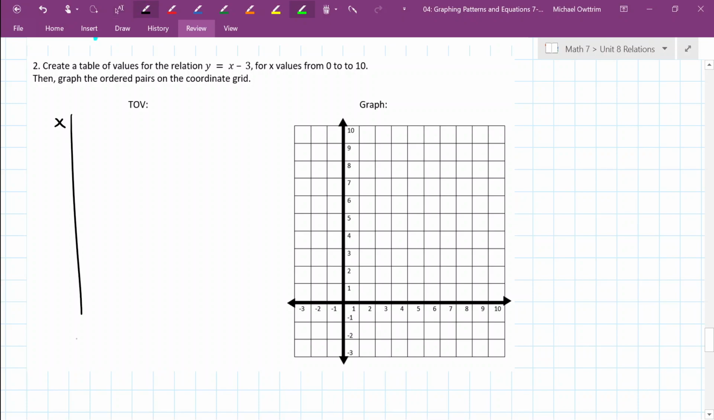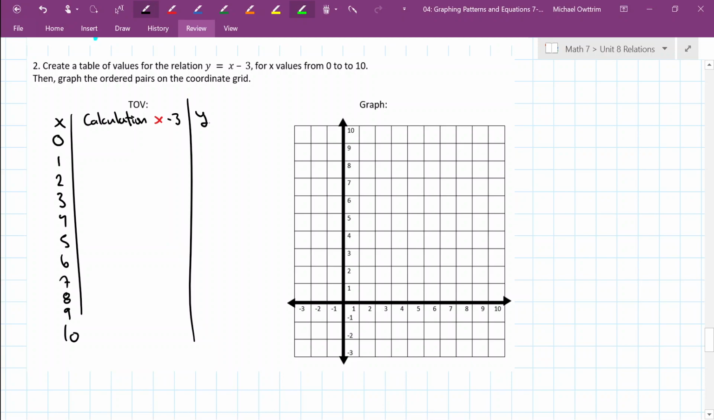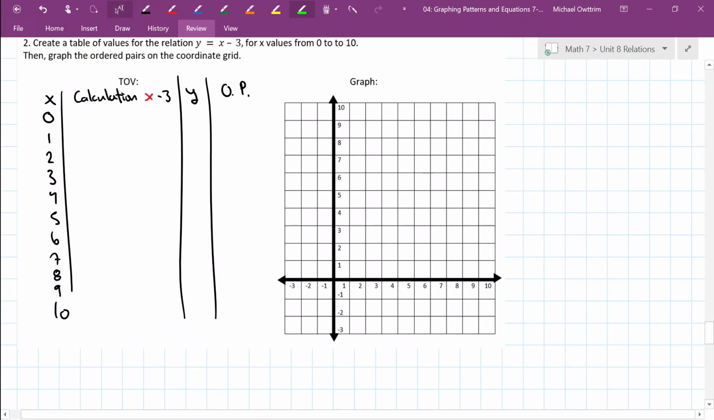We need our x column for our inputs, and we're told to use inputs from 0 through 10. We're going to do our calculation, which is x minus 3. We'll have our output or y values, and we'll have our ordered pairs. So let's go ahead and do this. For our first x, we have 0, and we need to subtract 3 from that, which gives us an output of -3, and the ordered pair 0, -3.